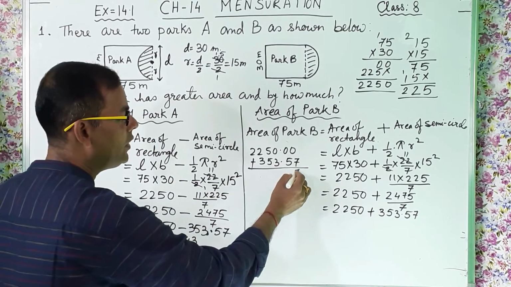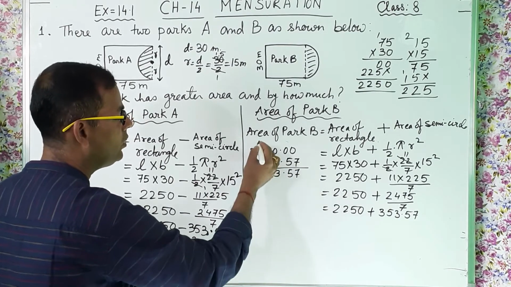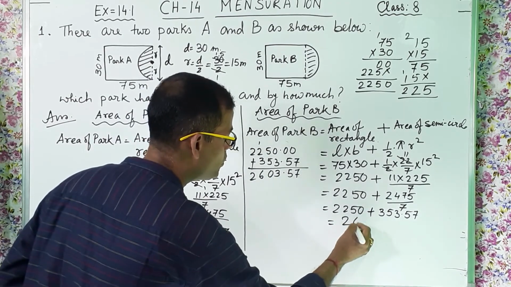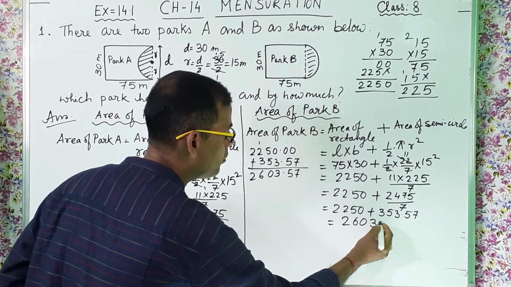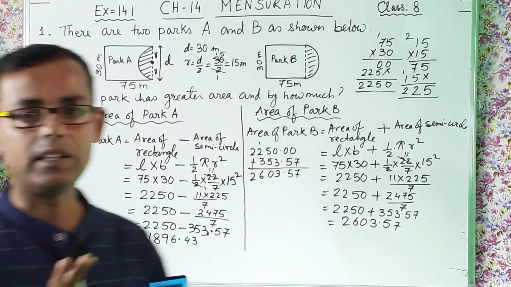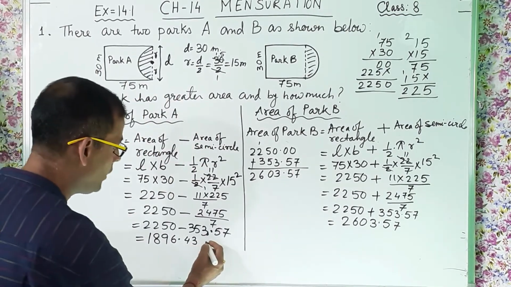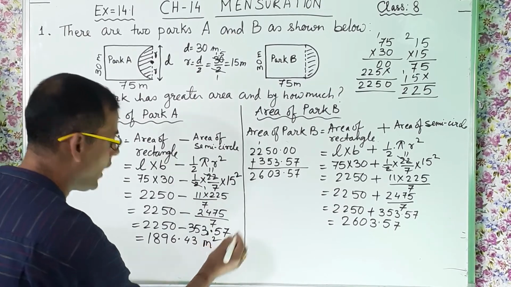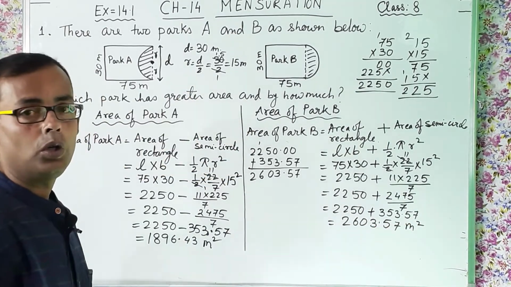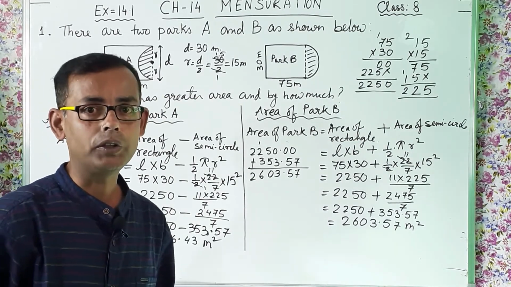So, for adding no need of borrowing, 5 7, then 3, then 10, 1 carry 6 and then. So, what you get? 2603.57. Up to this much, I think it is clearer to you. And the unit will be what? Meter square, meter square.